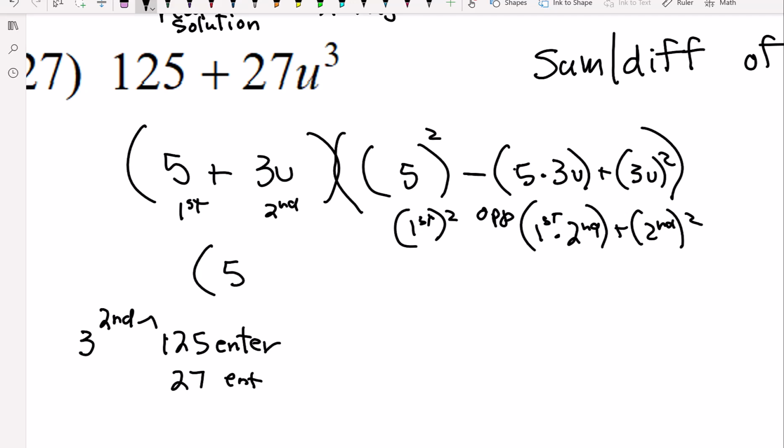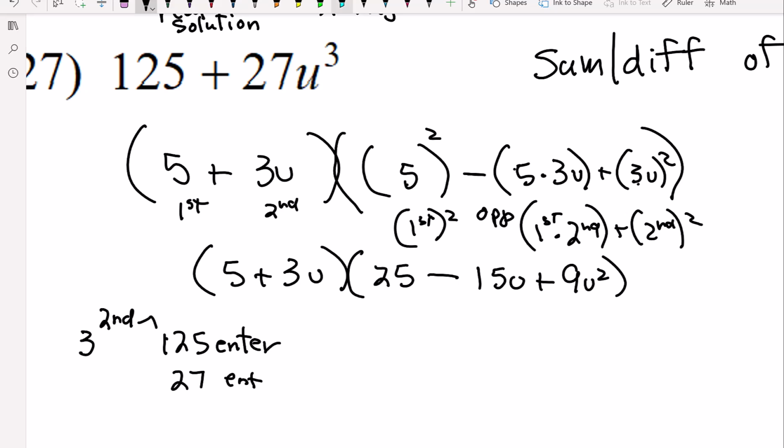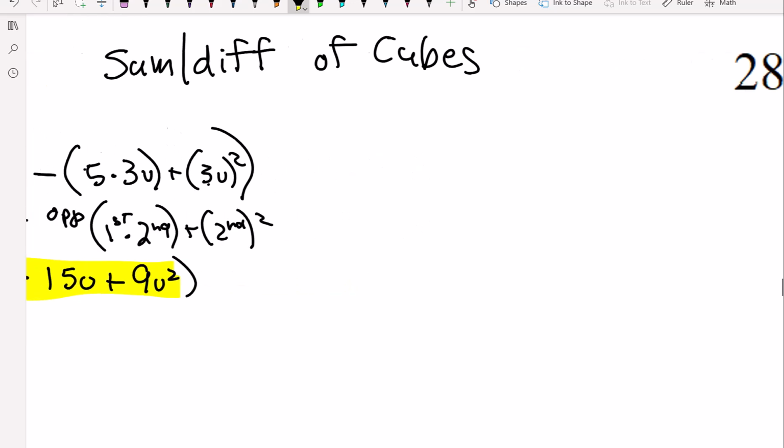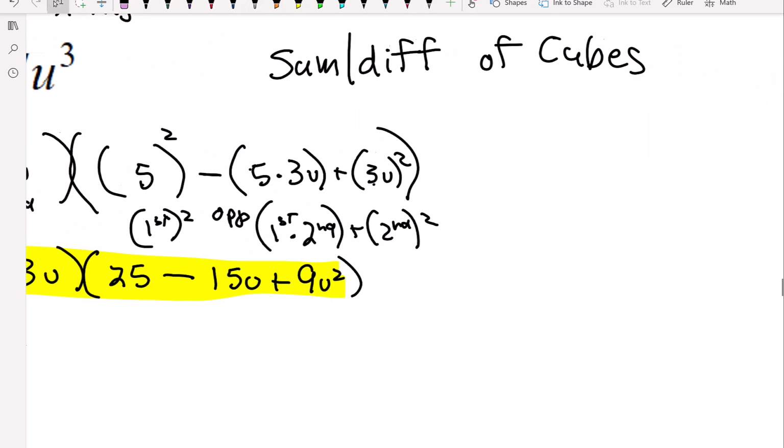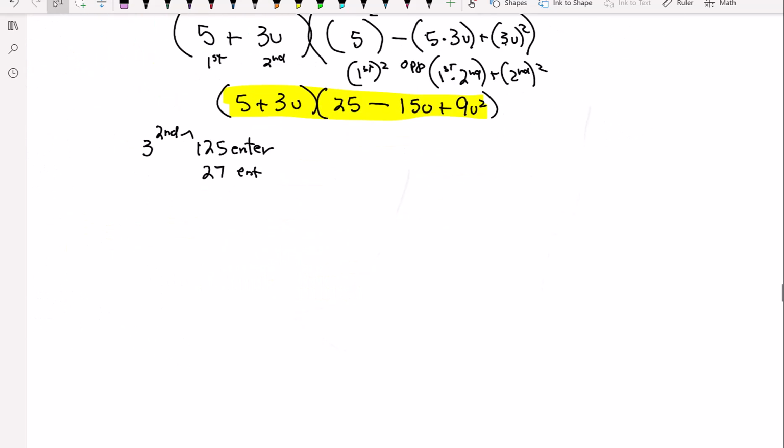So this stays 5 plus 3u. Then 5 squared is 25. Subtract 5 times 3u is 15u. Plus 3u squared is 9u squared. So this right here would be the final simplification. Let's see if there's a subtract one. No. Well, yeah, it's okay. I'll just use this as example.